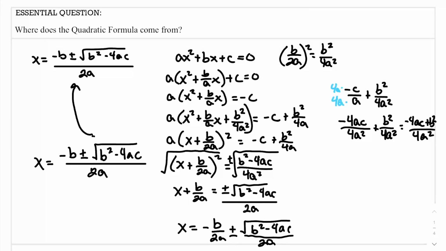Someone a long time ago decided, I'm going to take standard form, I'm going to complete the square, isolate x, and create a nice little formula that future students can just plug in the coefficients of x squared, x, and the constant, and get all of their zeros.